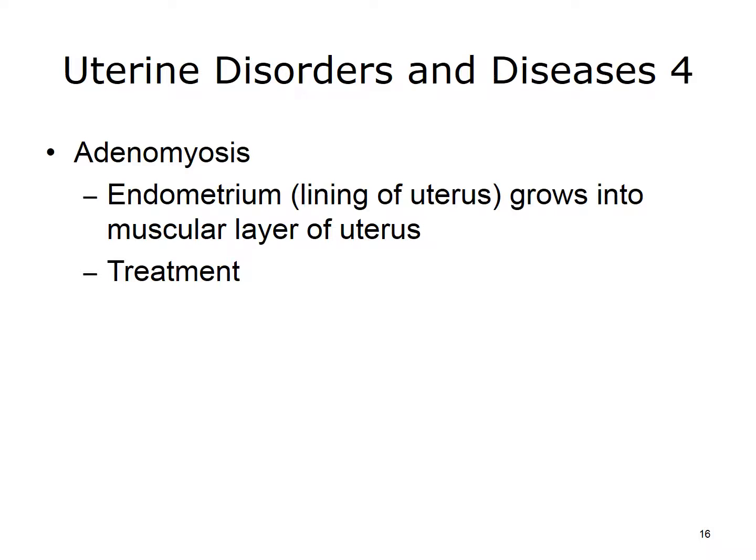Adenomyosis occurs when the endometrium grows into the muscular layer of the uterus. Treatment includes pain medications, hormones, and surgery.